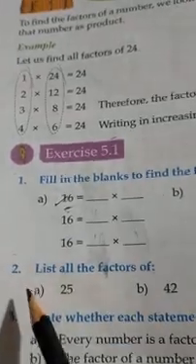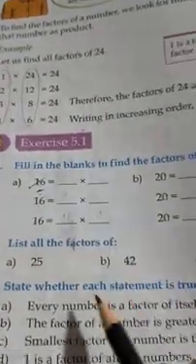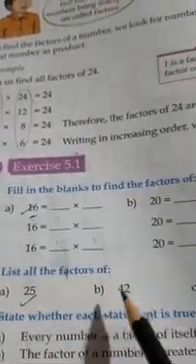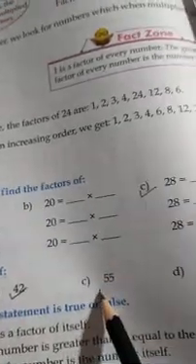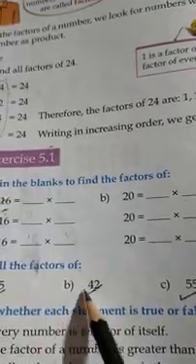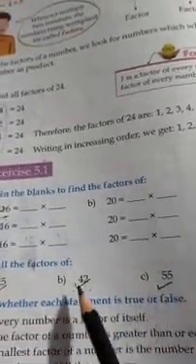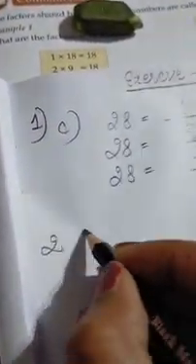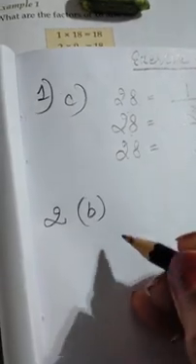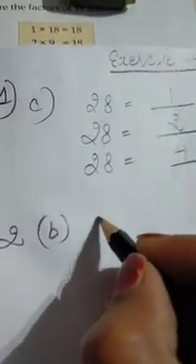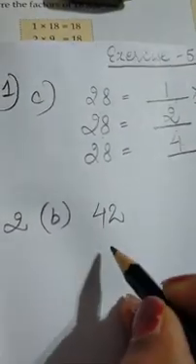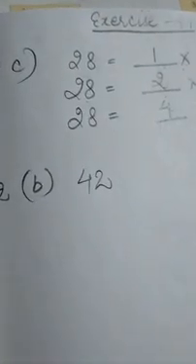Now see what is sum number 2. List all the factors of. Here are A part 25, B part 42, C part 55 and D part 36. From here I will tell you 42. The other three parts you will do by yourself. Here, second sum, B part. Here is 42. We have to find all the factors of 42.